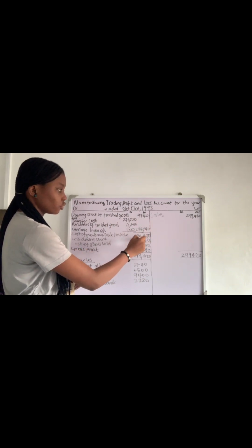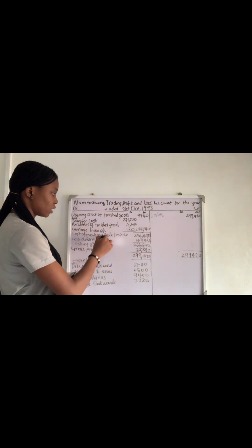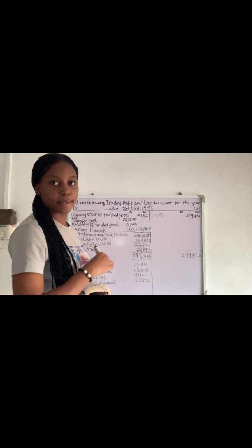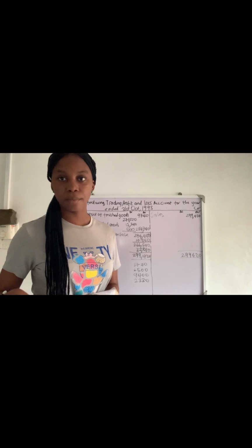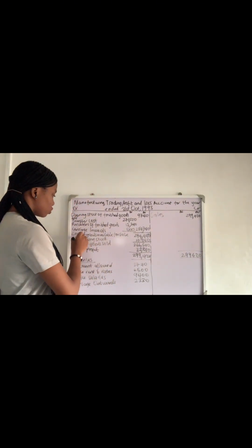Then you get 294,480, which will become your cost of goods available for sale. All these terms are in the formats. I hope we have all memorized our formats. It should be easier for us in solving.